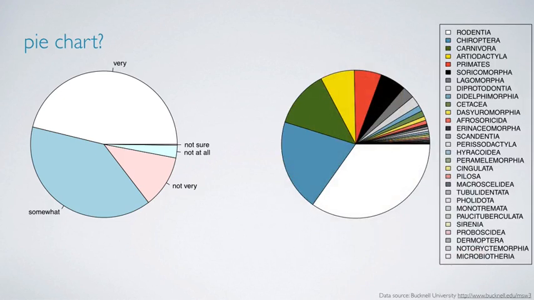For example, here we have a pie chart of orders of mammal species. Just by looking at the pie chart, can you tell which order encompasses the lowest percentage of mammal species? I didn't think so. The title of this slide was "Pie Chart?" And the answer is no, don't bother, just stick to bar plots.